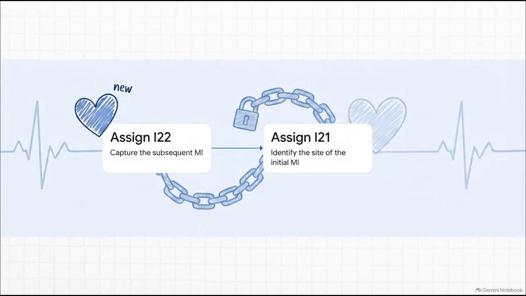I like to think of I22 as that clingy friend who always needs a buddy. Step 1 is, of course, assigning the I22 code for the new subsequent MI. But step 2? Absolutely non-negotiable. You must tether it to the category I21 code for the initial MI. This mandatory pairing paints a mathematically precise picture of the patient's active cardiac timeline. You just can't have one without the other.